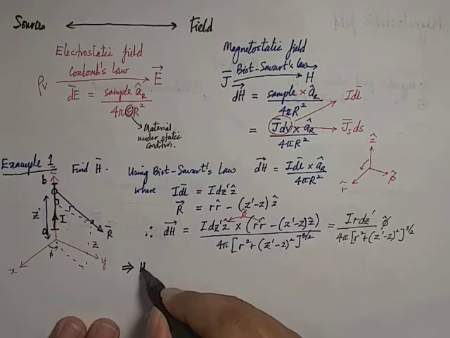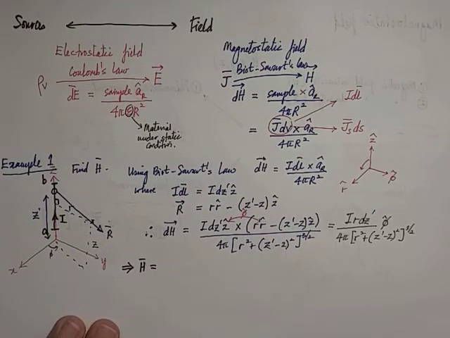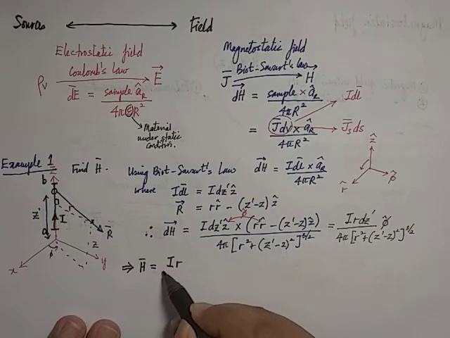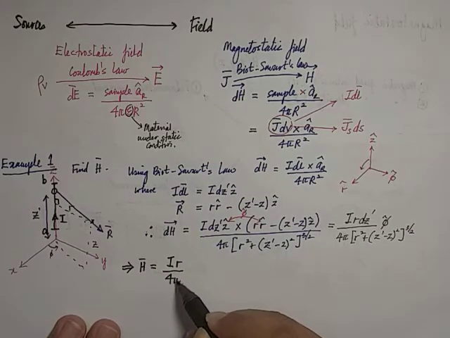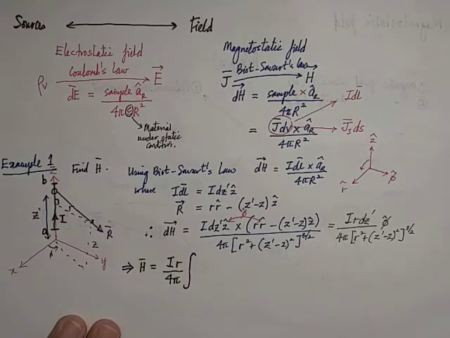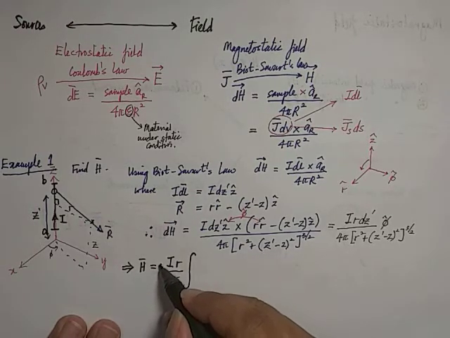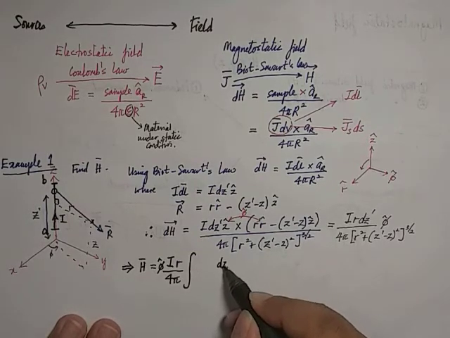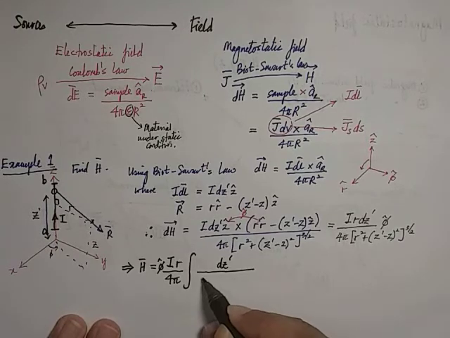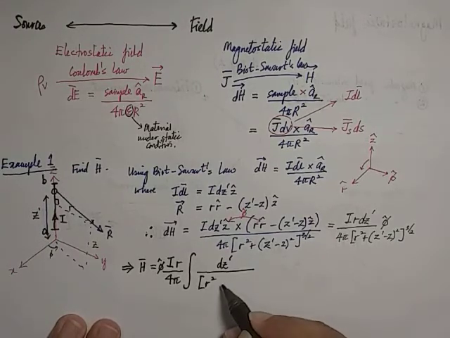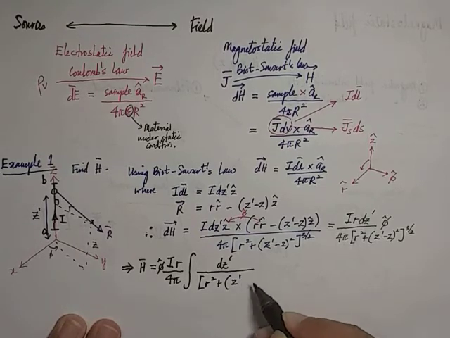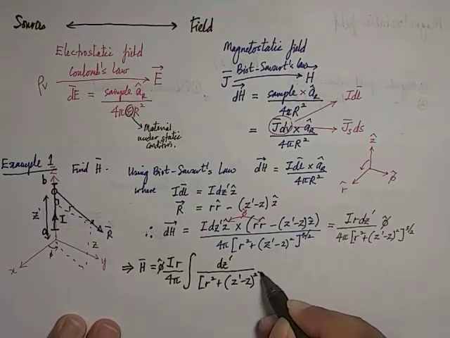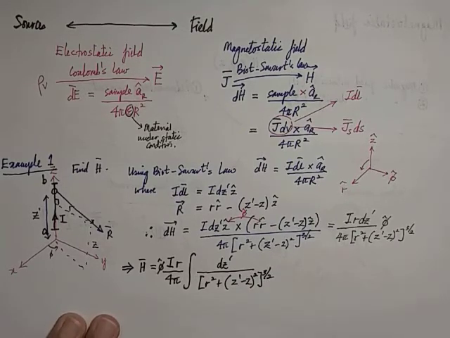So H now will be equal to, I'm going to take all the constants out, so it's going to be I R over 4 pi. That should be my constant. Integrate, and then okay, phi, don't forget we're going to take the phi as well. dz prime, divide everything with r square plus z prime minus z square to the power 3 over 2. Okay, that should be the integration.